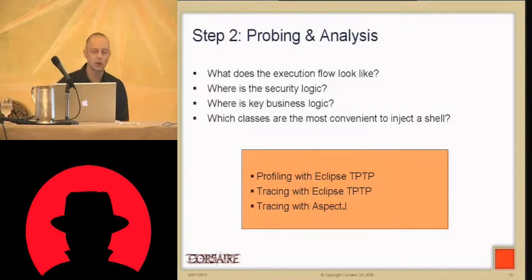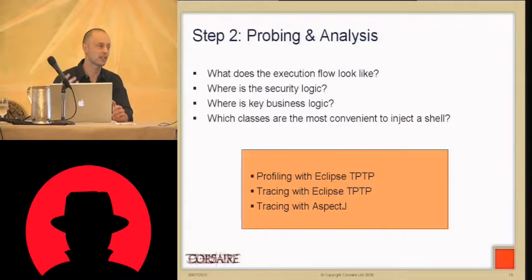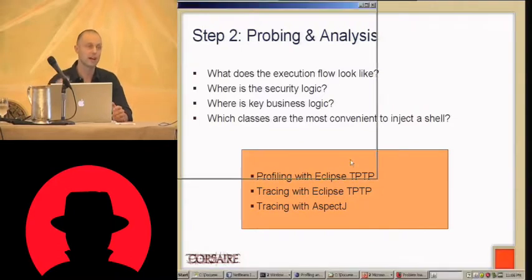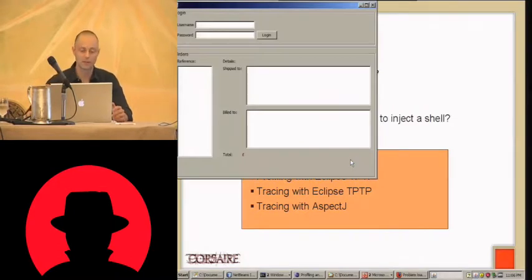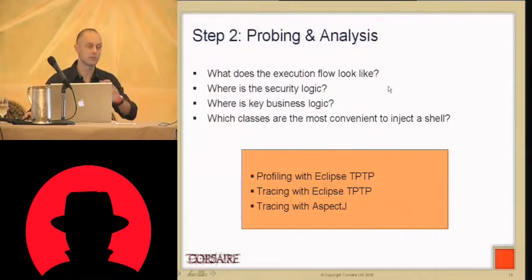During the stage of probing and analysis, what we want to find out is how the execution flow of the application works. Is there any logic in the app on the client side that really should be on the server side? Then we try to identify the point where we can inject our shell. As I said, I'm going to show you three methods. The first is profiling with the Eclipse TPTP. The second is tracing with TPTP, and then tracing with AspectJ.